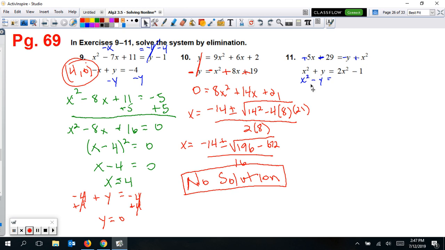I have an x squared, lines up with that x squared. The y term lines up with this y term, and they are opposites. And then these two are going to go on the other side. The positive 5x, the negative 29 is going to come over here on this side.